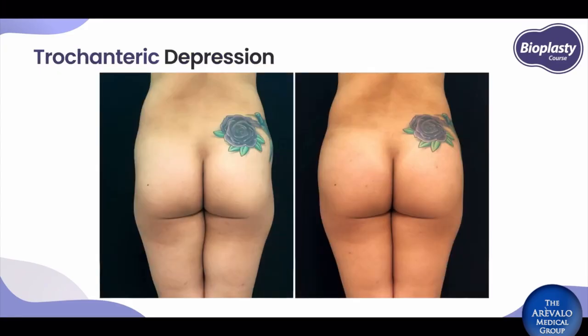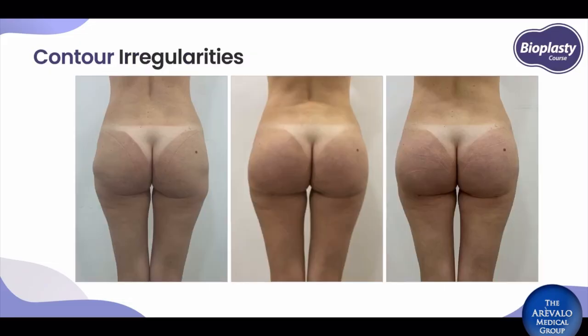Correction of trochanteric depression is performed by increasing the amplitude of the hip by projecting the muscles to the side. Another very common case is the correction of irregularities in the contour of the gluteus. Gluteal bioplasty with PMMA stimulates the production of collagen and elastin, improving muscle tone and repositioning the musculature that has undergone ptosis. Note the difference in the contour in this case.